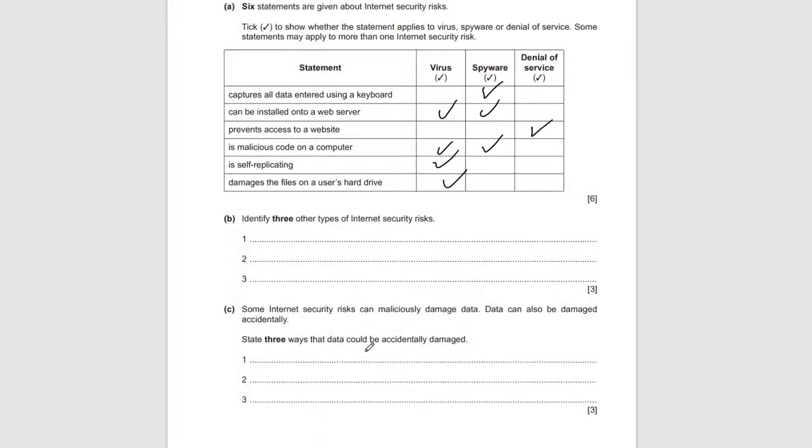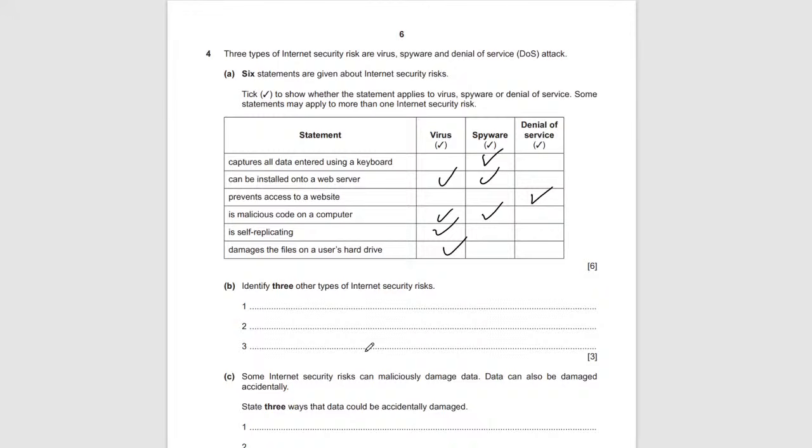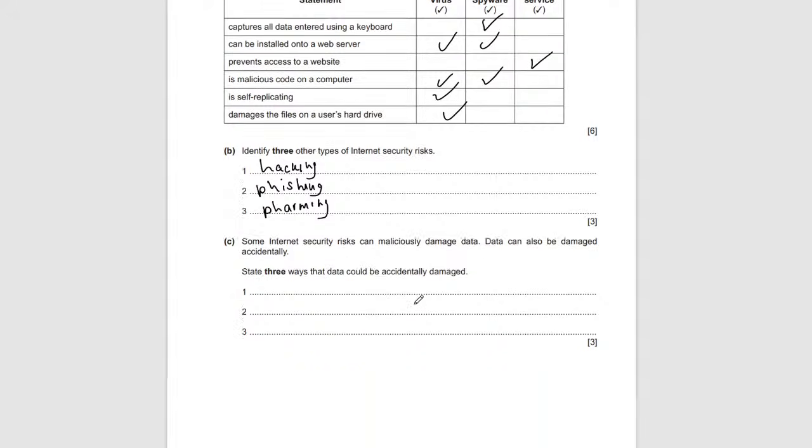Now the next question is identify 3 other types of internet risks. We have so many actually. You can say hacking, you can say phishing, you can say pharming. So hacking, phishing, pharming, I'll give you your 3 marks. Always write phishing, pharming. It's never wrong. There are many other security risks, but I think these are the ones.